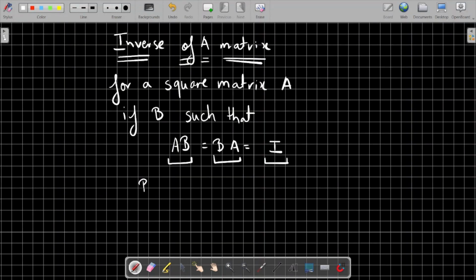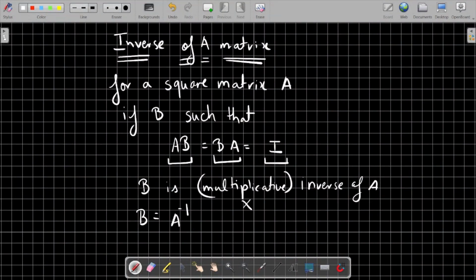Then B is multiplicative inverse of A. It is usually just called the inverse of A, and people usually do not mention the multiplicative bit, but I'm just mentioning it over here just to make it clear, that's all. And it is usually denoted as B equals A power minus 1.